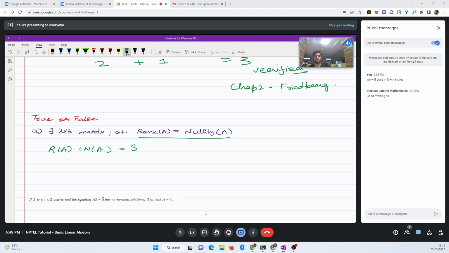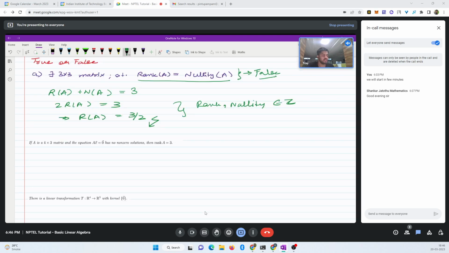As these two are equal, let's replace it by rank of A. This is 3. This would imply that rank of A is 3 by 2. But rank and nullity are always integers. We can't have fractions in the case of the rank of a vector space. So this can never hold. So this statement is false. I hope it is clear.